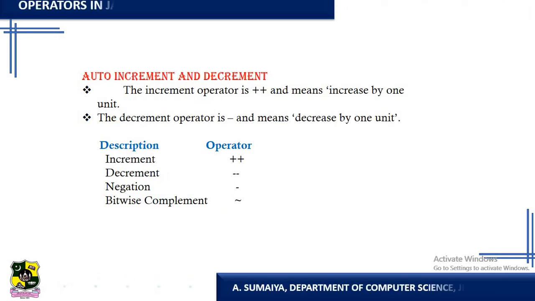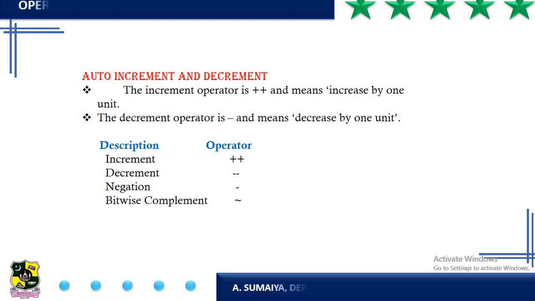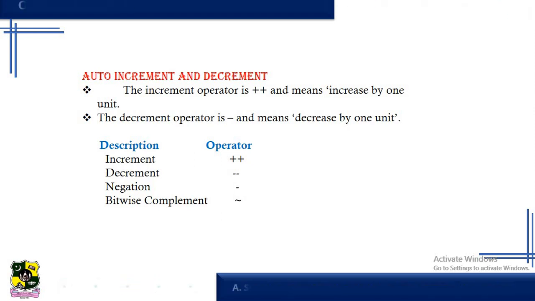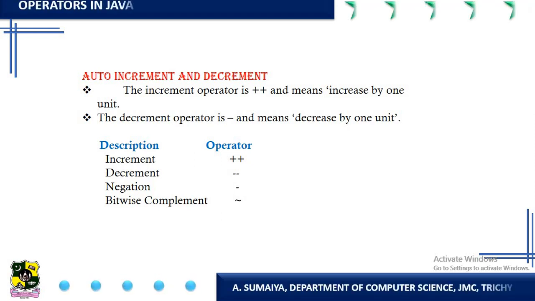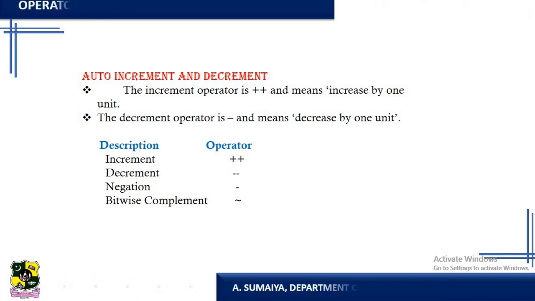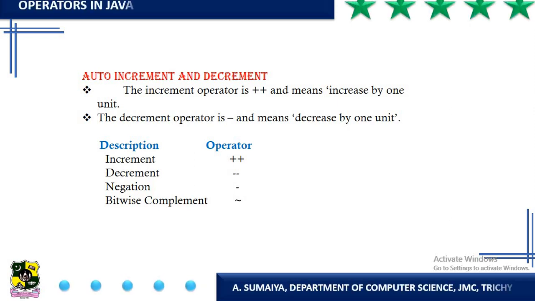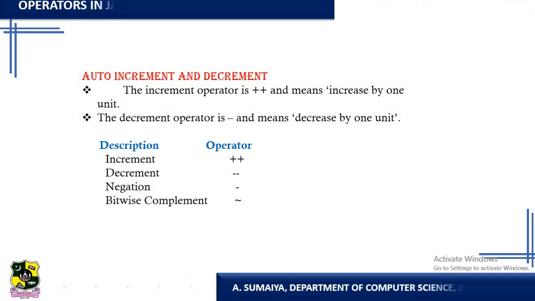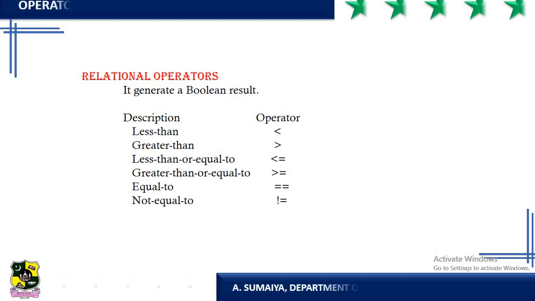Next one is the auto increment and decrement operator. There are two operators used in this case. One is the increment operator plus plus, another one is the decrement operator minus minus. The increment operator plus plus means increment by 1 unit, and the decrement operator minus minus means decrement by 1 unit. Some operators in this group are increment, decrement, negation, and bitwise complement. These are the auto increment and decrement operators.